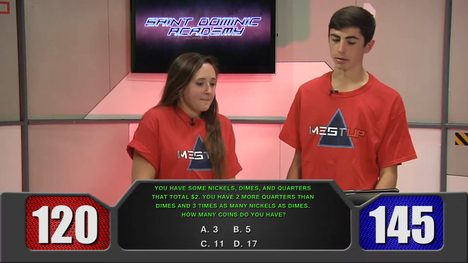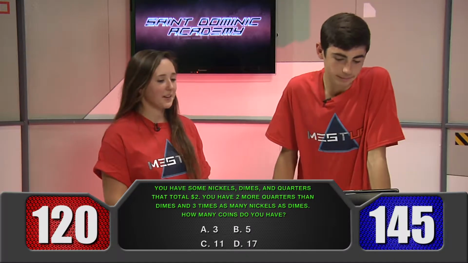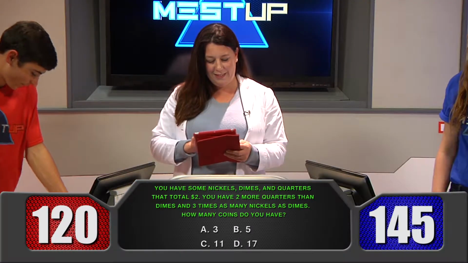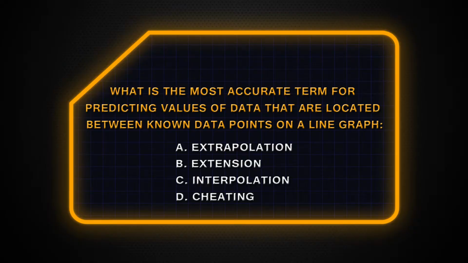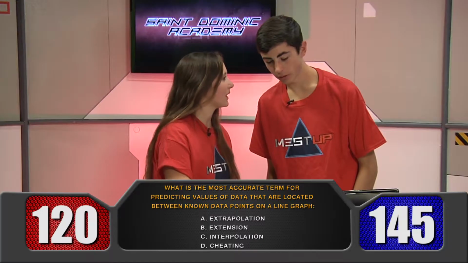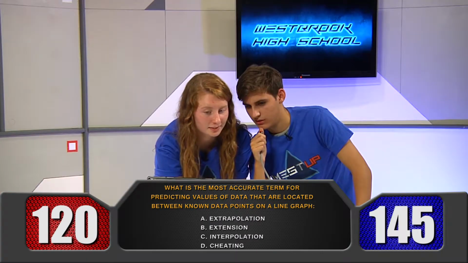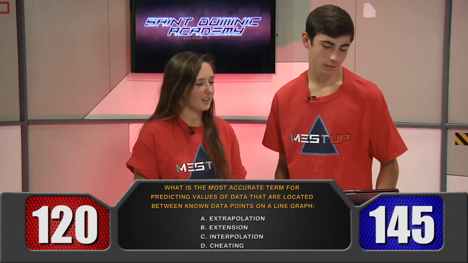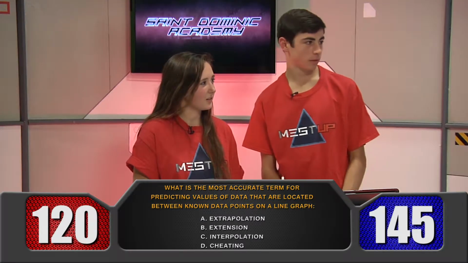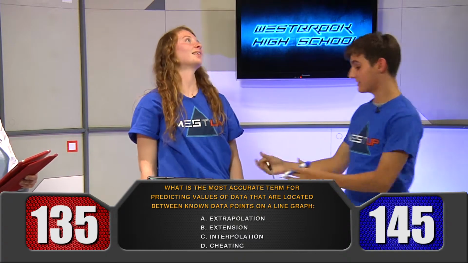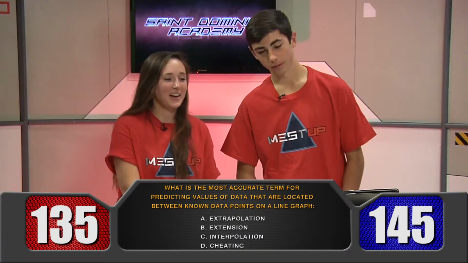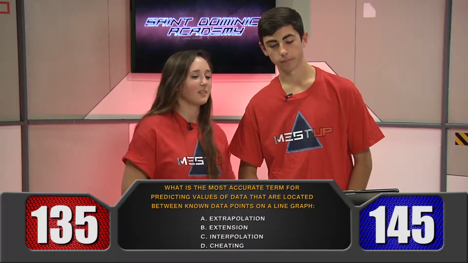Okay. Science for 15, I guess. Of course. So orderly. Team effort even. What is the most accurate term for predicting values of data that are located between known data points on a line graph? Red team. C, interpolation. Correct. Red team, your choice. Science for 10.